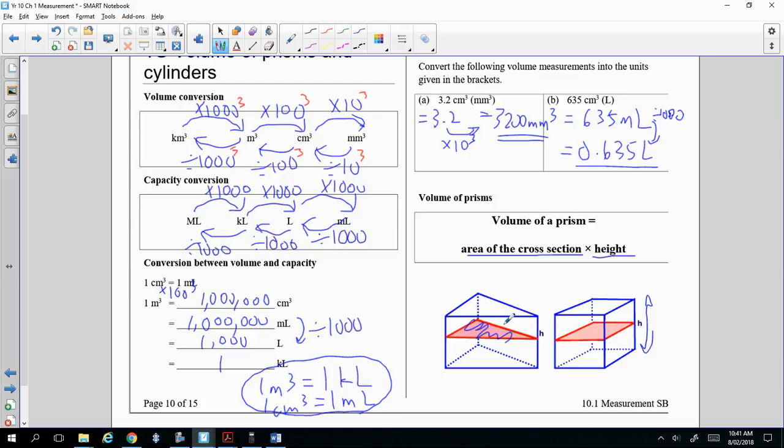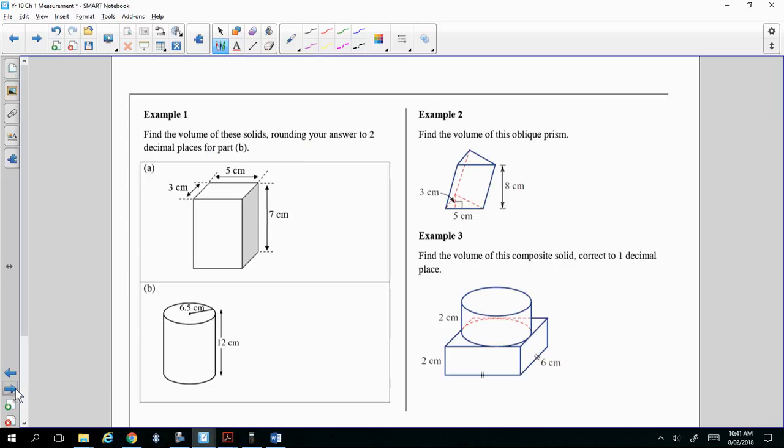We're going to use this formula to find the volume of different prisms. All you have to do is find the area of the cross section, whether it's a triangle, rectangle, circle, whatever. It works all the time. On the next page, we'll do these examples.